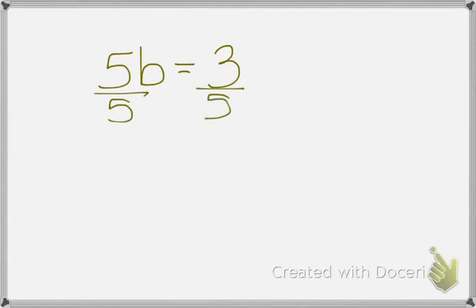There's going to come a time, though, when you have something kind of like this: 5b = 3. Marriage, divorce. Okay, so divide by 5s. Now, you've got to be careful. There's two things you can do here.